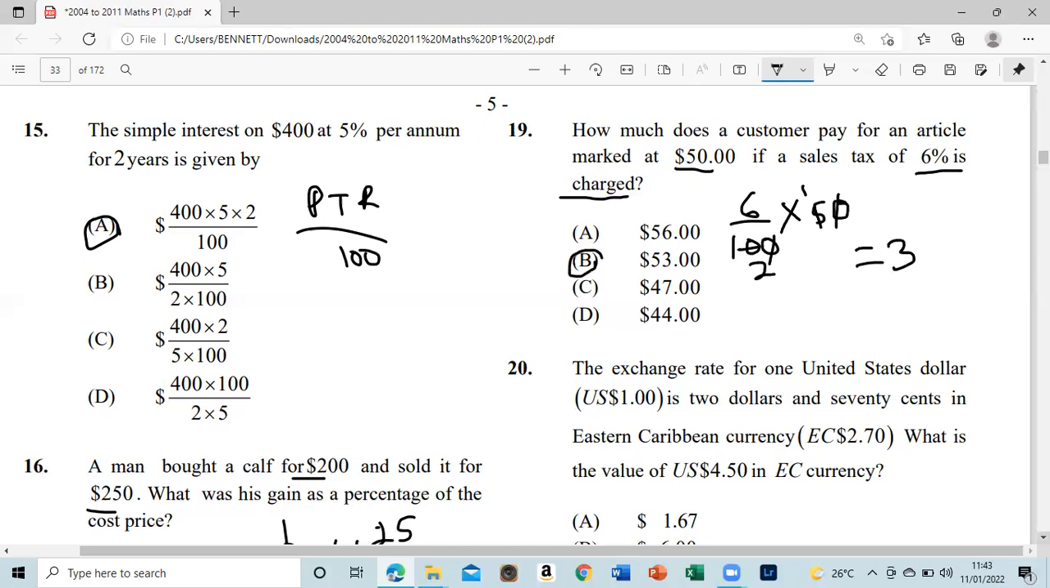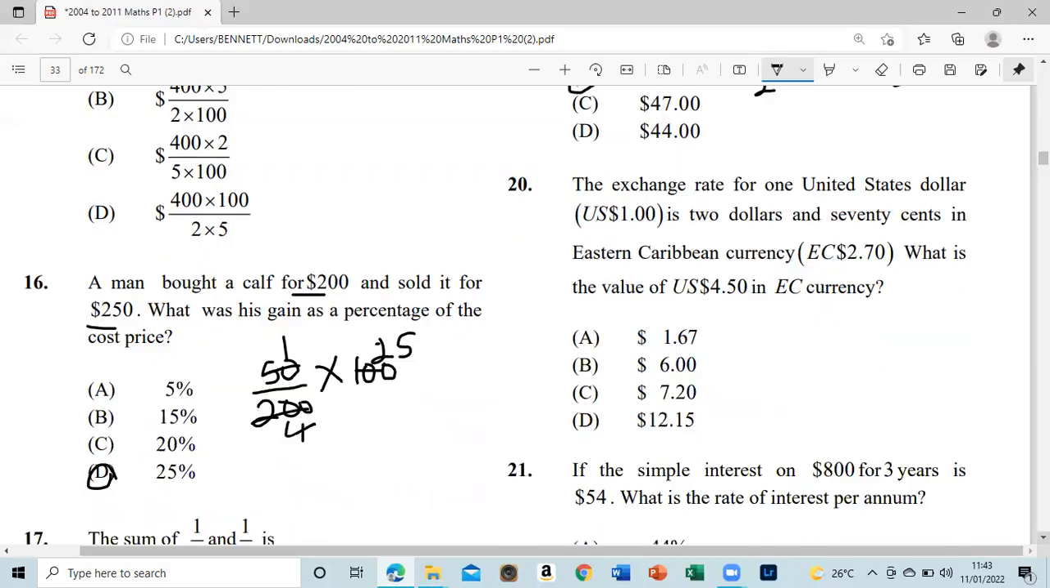The exchange rate of $1 United States is $2.70 in Eastern Caribbean currency. What is the value of US $4.50 in Eastern Caribbean? Think about it, guys. If 1 US is equivalent to $2.70, it means that 4.50 US is going to be multiplied, right? Because for each 1 US, you're going to get an extra 2.70. So you could add it 4 times and find a half.